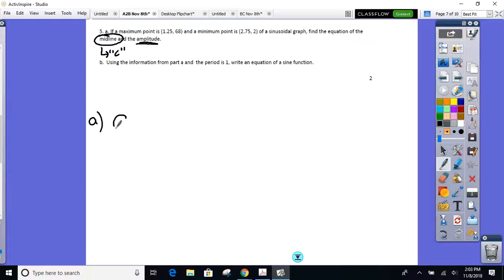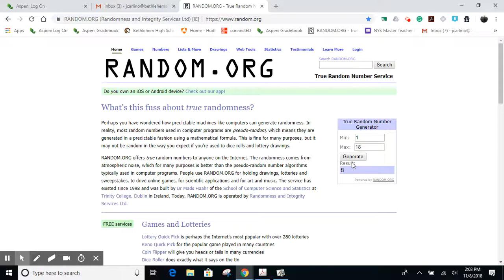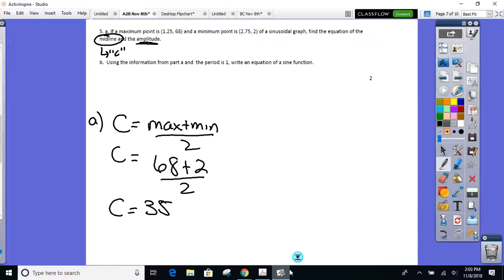Okay, C value. And I do what, max plus min divided by 2? Okay. Here was my max point, but which one do I want to use? Remember, how high it goes. So I want the y-coordinates, yes. Plus, look at the minimum now. So your C value, 35. How about the A value? A little help with the A value. Yep. 33. And that's all I needed to find for part A.